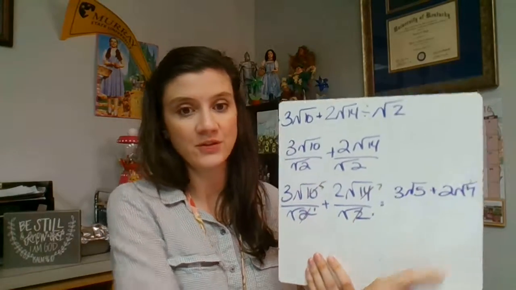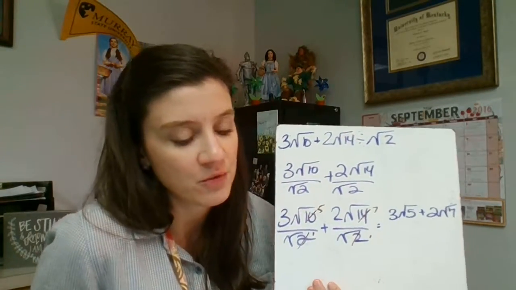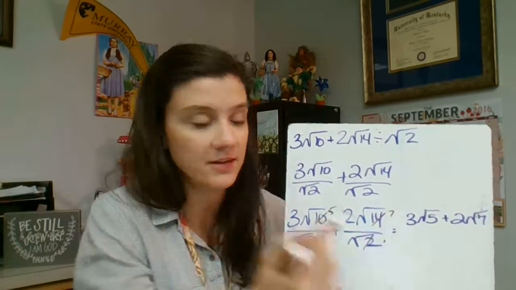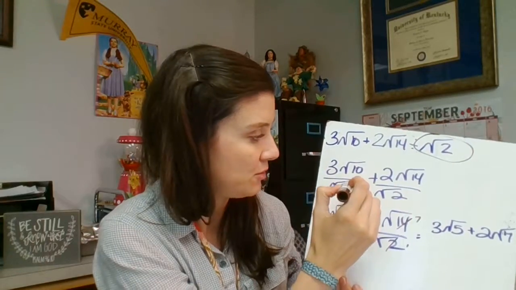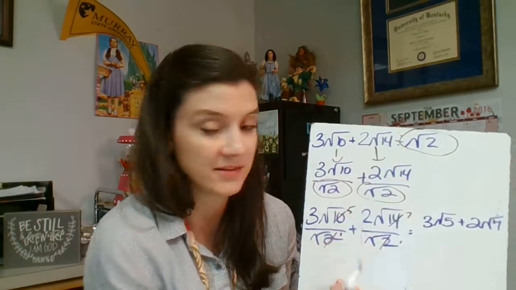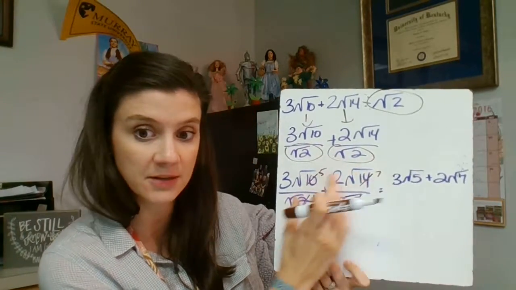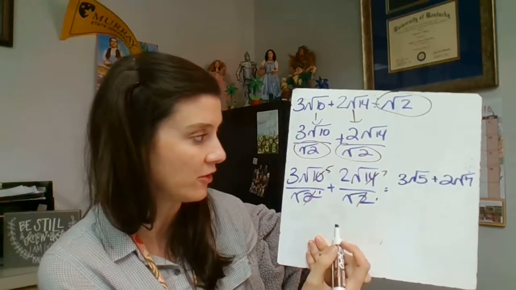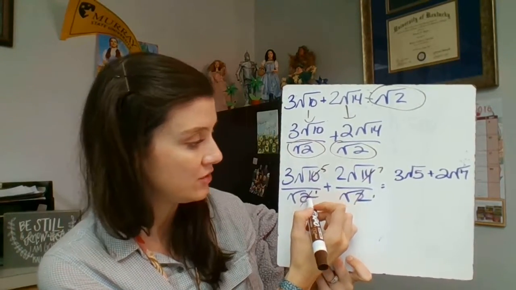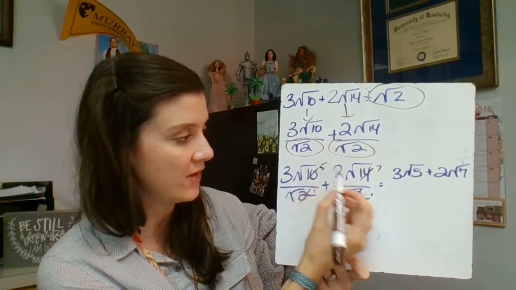Okay, so for the first one, 3 square root 10 plus 2 square root 14 divided by square root 2. You divide each term by the divisor here. So we're right here, dividing each term by the square root 2. And then here, I'm just kind of simplifying, reducing to work with some smaller numbers. So I knew 10 and 2 shared a common factor of 2. Divided 2 to get 1. 10 divided by 2 is 5.